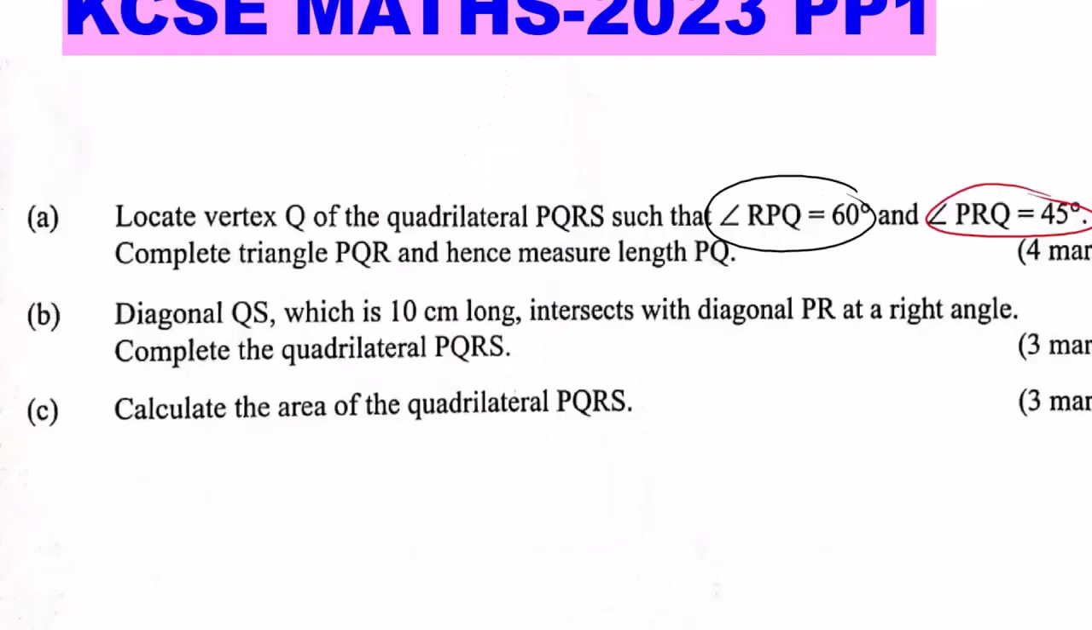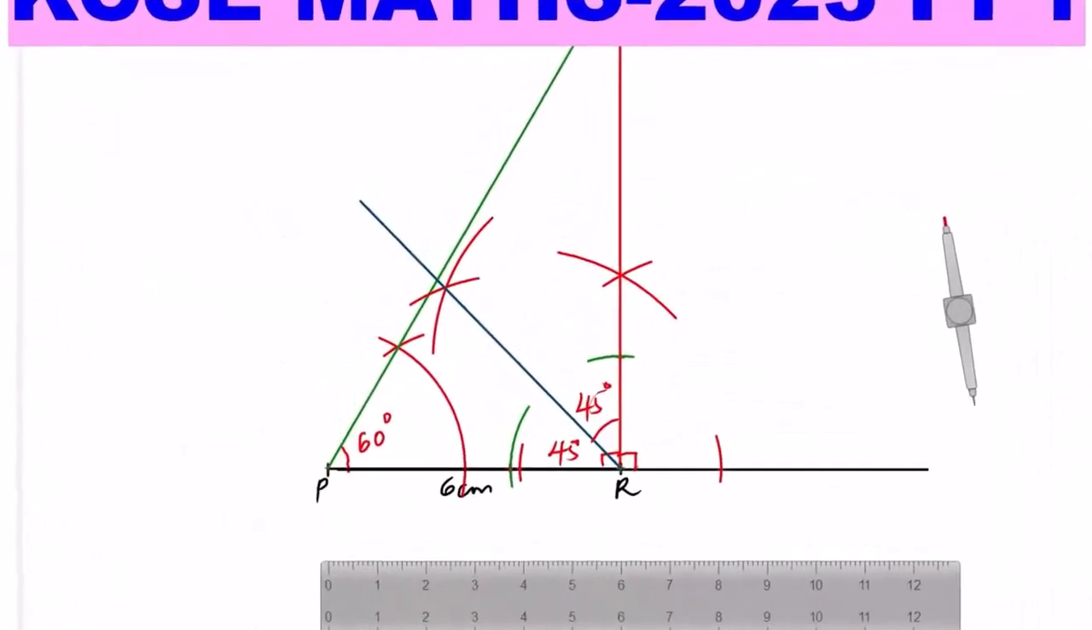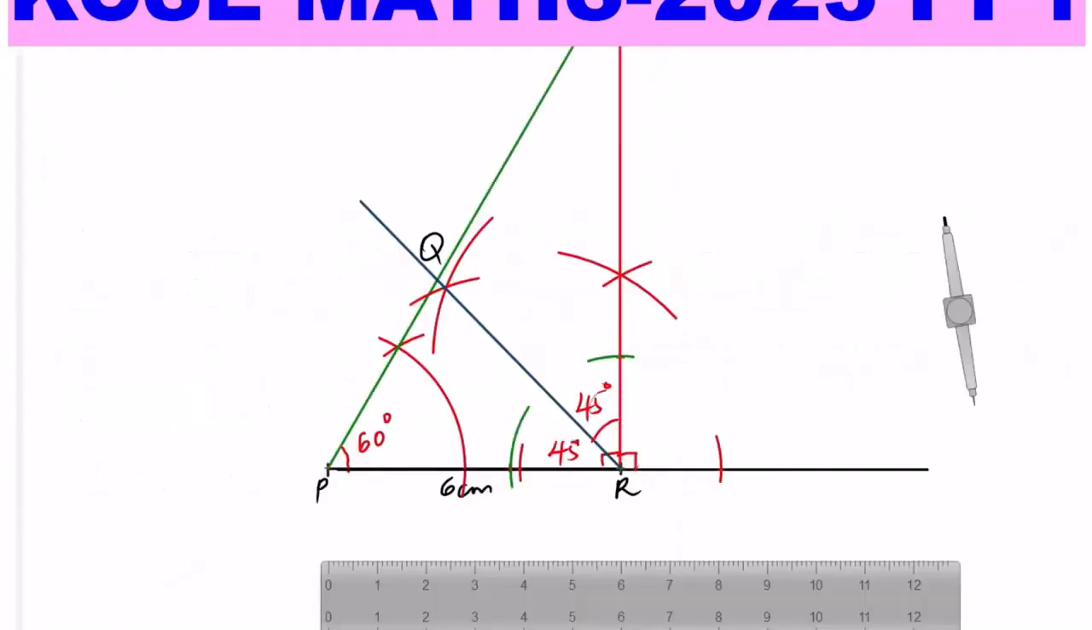The question says you are supposed to locate the vertex Q. So now we have Q. Look at the point of intersection of the line from P and the line from R. So Q is here. This is where we have Q. Q is that point there. So you can label that. So that is Q. And you are required to complete triangle PQR. Have we done that? Yes, PQR is there.